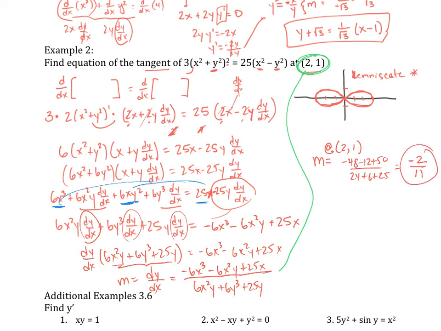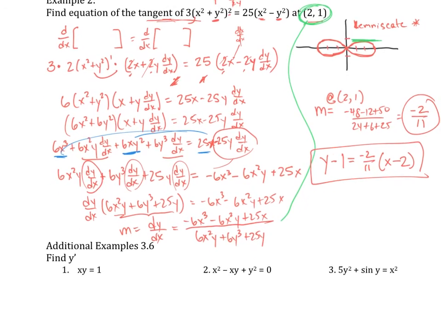That's my slope. y minus y1 equals negative 2 over 11, x minus x1. This is the tangent line to this graph right here at (2, 1). So at (2, 1), that is the tangent line. Okay, let's see what other examples we have.